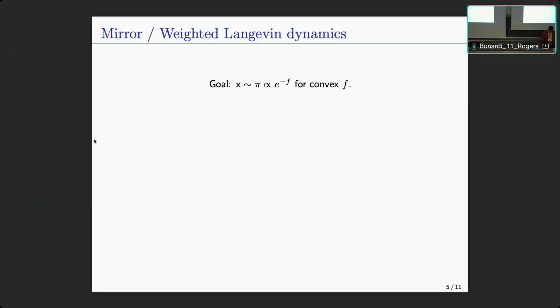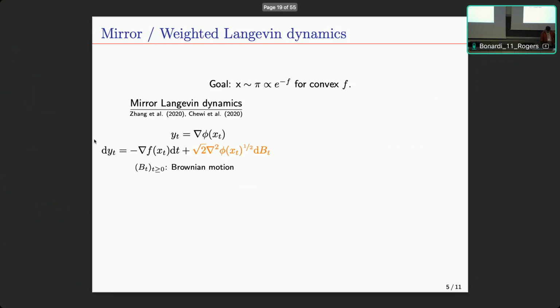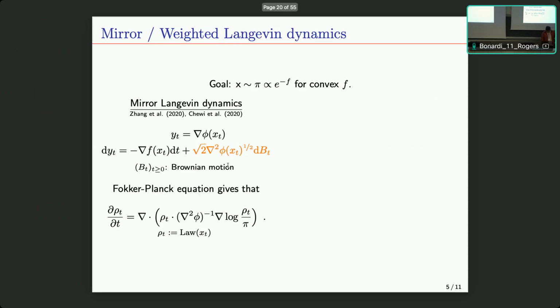So for sampling, we have the goal of getting a sample from pi proportional to e to the minus f, and the mirror Langevin dynamics is the following stochastic differential equation. If you remove the orange part here, you get exactly the mirror flow ODE. And the Fokker-Planck equation describes the update of the density. So it's a PDE where rho_t is the law of X_t. And as X_t evolves along this, rho_t evolves along the Fokker-Planck equation.